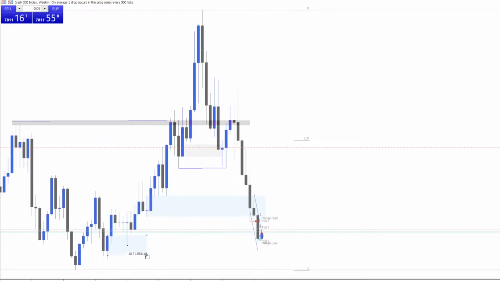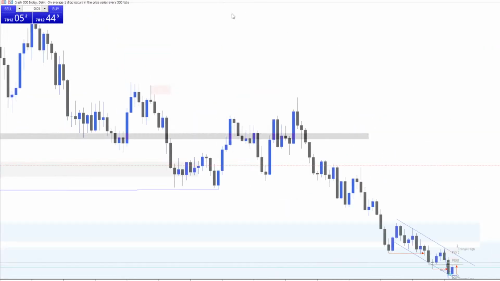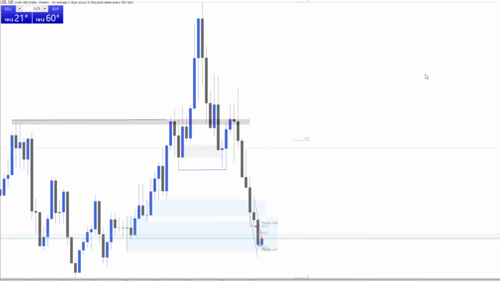This one has already been mitigated by price, right? However, I like to use this rejection candle as a point of interest, right? And we can see that price has already gotten in on that zone, right? In fact, let's go back to the weekly, and this right here, price has already tapped in on this zone, so that is no longer going to be my point of interest. So my point of interest is going to be this zone right here, right?